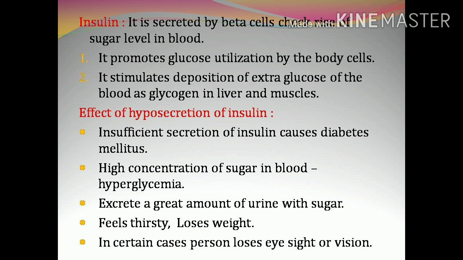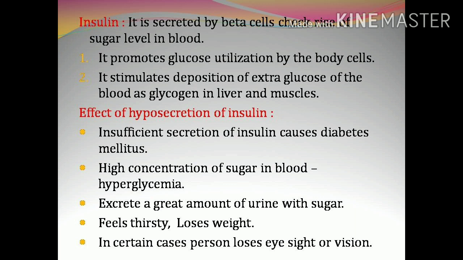Insulin will not directly utilize this glucose. It stimulates our body cells, so it promotes the body cells to utilize the glucose content as well as to convert extra glucose into glycogen, stored in the liver and muscle region. Insulin will not directly convert, it only stimulates our body cells. This is the main function of the insulin hormone.